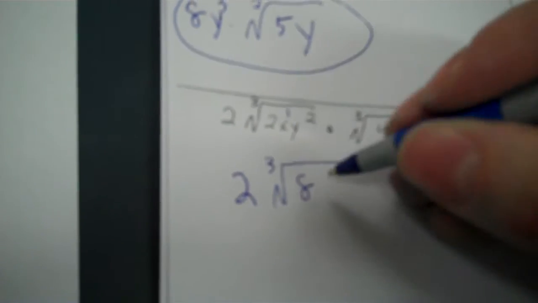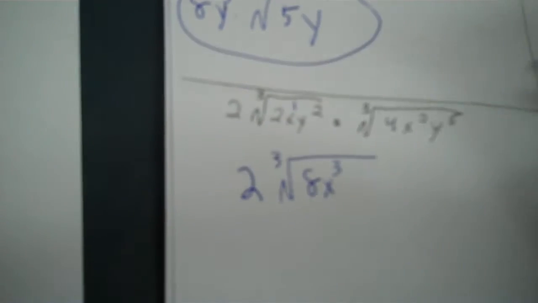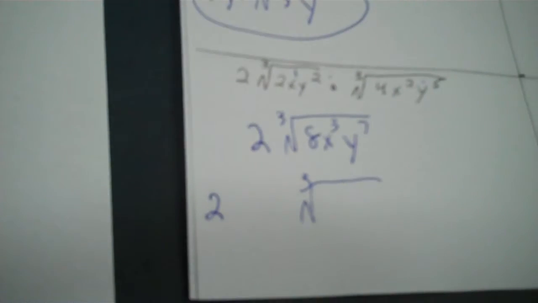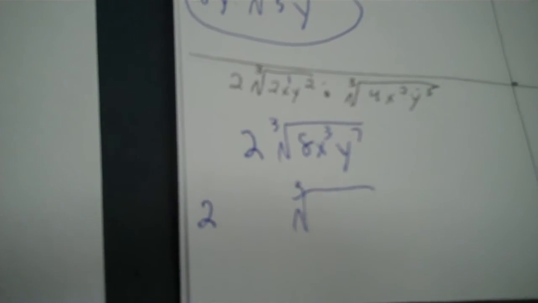And then I take 2 times 4, that's 8. X to the 1st, x to the 2nd, so I add those, it's x to the 3rd. Then y, 2 plus 5, 7. Now we can come over here, okay? Now, when you make your radical 3, remember that that 2's outside of there, okay? Space it out, but it's outside, okay?